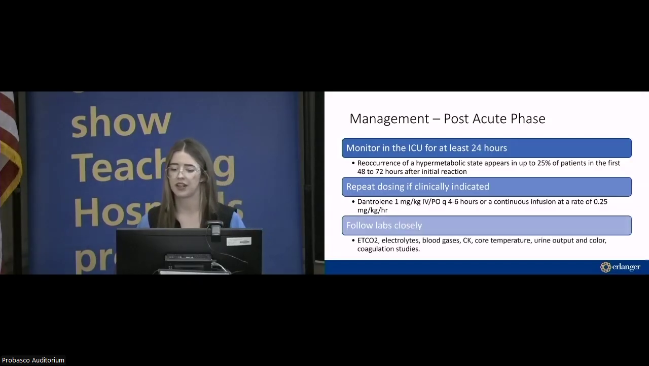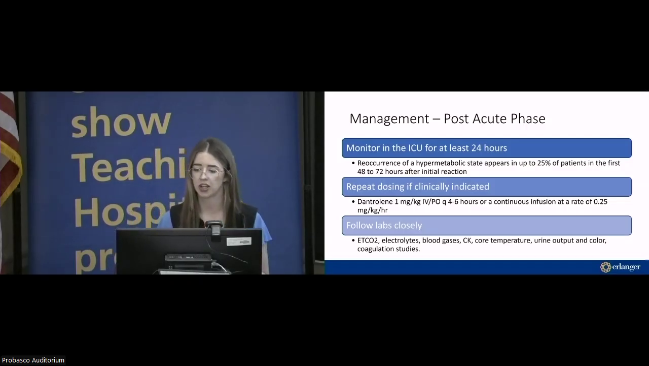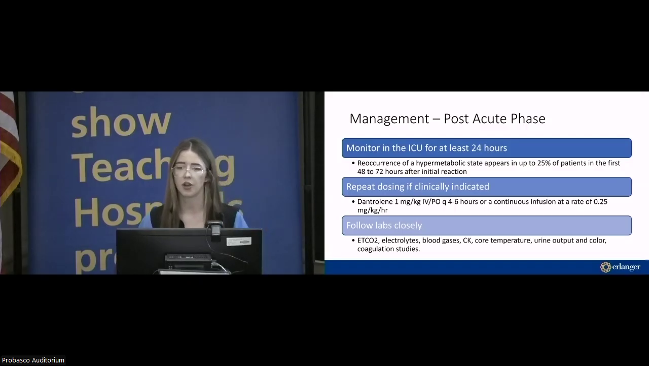Close lab surveillance is essential. This includes your end-tidal CO2, electrolytes, blood gas, CK, coagulation markers, urine output and color, and serial core temperatures. Ongoing monitoring ensures early detection of rhabdomyolysis, DIC, renal injury, and recurrent hypermetabolism.